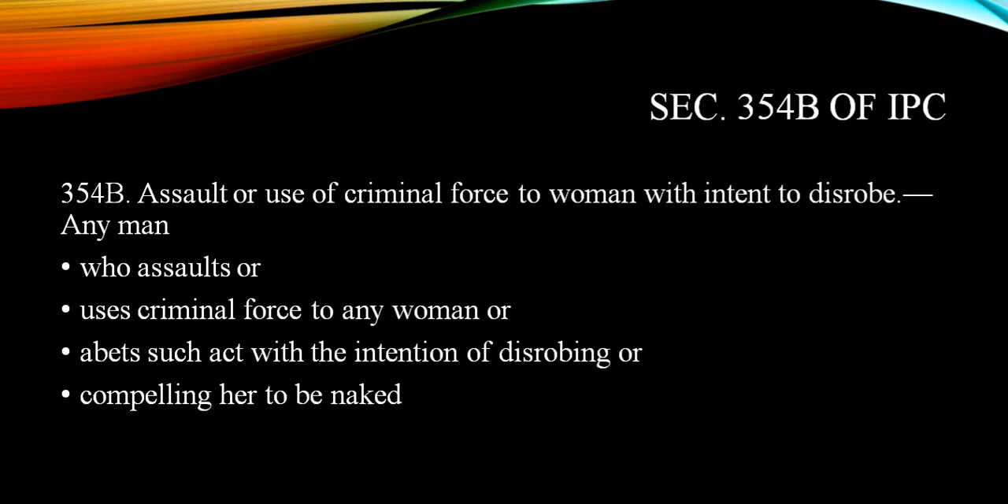So here, again, there are two elements. It could be done through assault or criminal force. And now, if a person is doing this act, he can do it through abetment, right? It means he may ask somebody else to do it. Say there are a number of men standing, and the head of that group says, you just go and disturb that woman, or you try to compel her to be naked. So this is how he's abetting the crime, or in any other way.